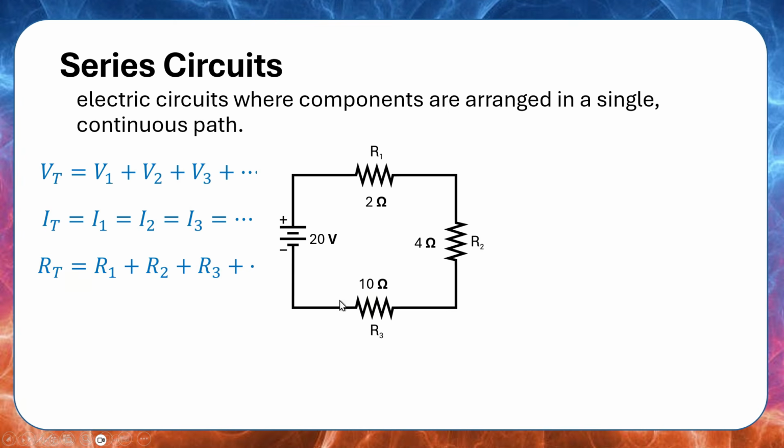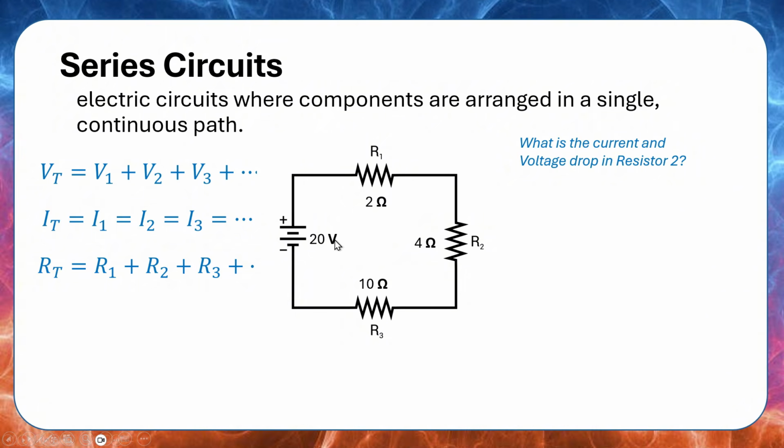Now, if we have this example and you are asked, what is the current and the voltage drop, or the voltage in resistor 2? Remember, voltage drop means the voltage used up by a certain component, and here the component mentioned is resistor 2, so it means this one. So how much voltage is being used in this resistor 2?